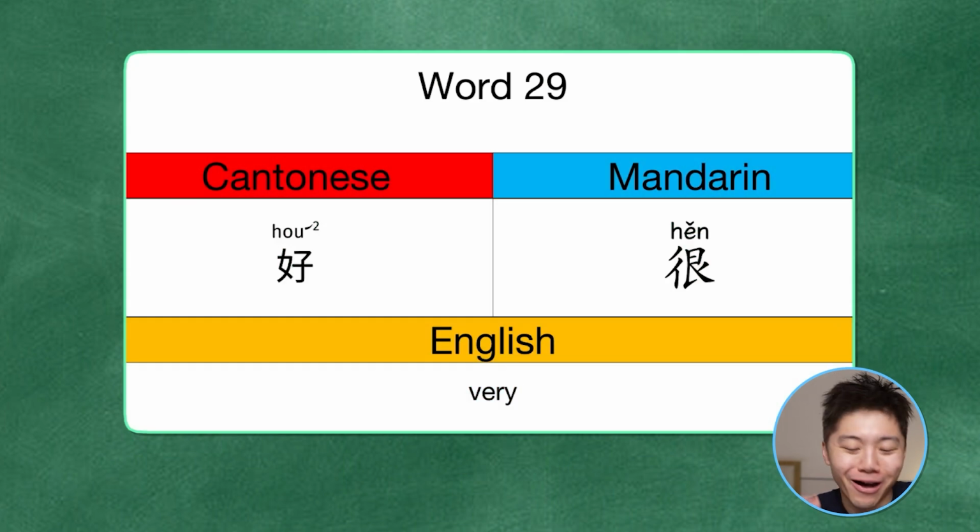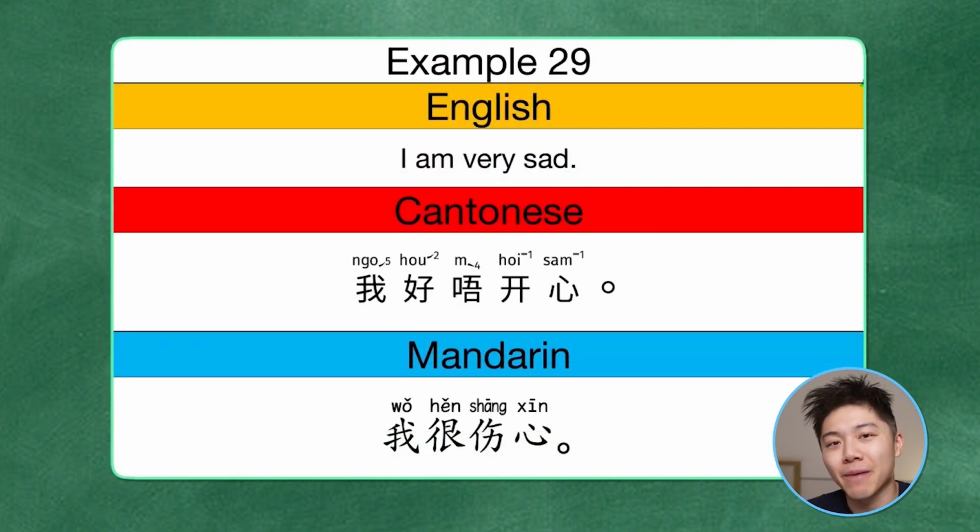Next, word 29, very. We explained this earlier as well. 好 means very in Mandarin 很. So for example, I am very sad. In Cantonese, 我好唔開心。In Mandarin, 我很傷心。 So in Cantonese, we have 我 means I in Mandarin, 我. 好 means very in Mandarin, 很.